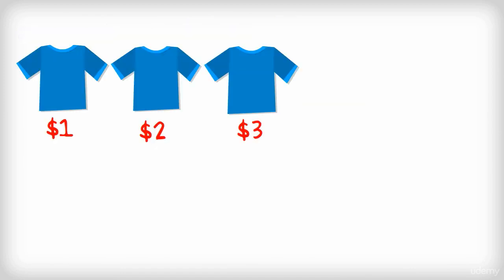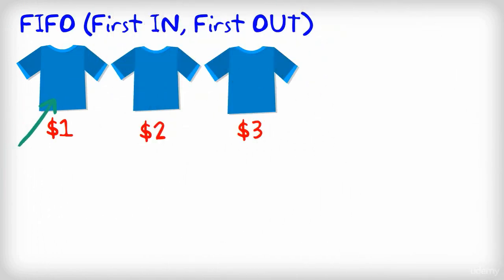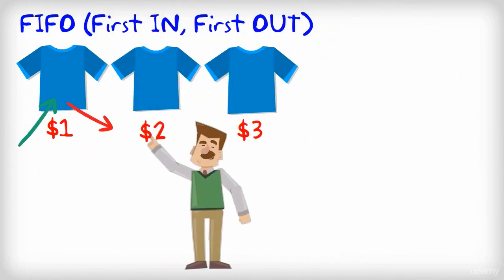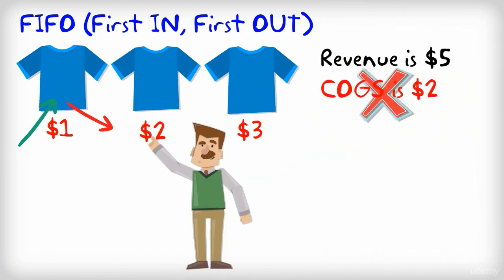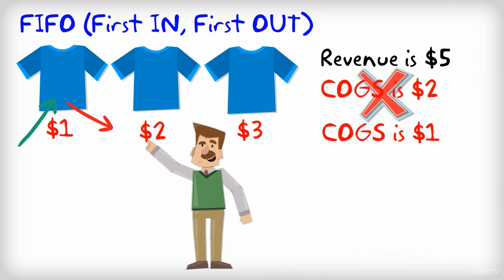Under FIFO, first in, first out, whatever we bought first is the first to be sold. Let's say this guy picked up the second shirt. He has to pay $5, which is our revenue. Our cost of goods sold is not $2 because we do not care which shirt he picked up. We assume he picked up the first one that we have bought, so our cost is $1.